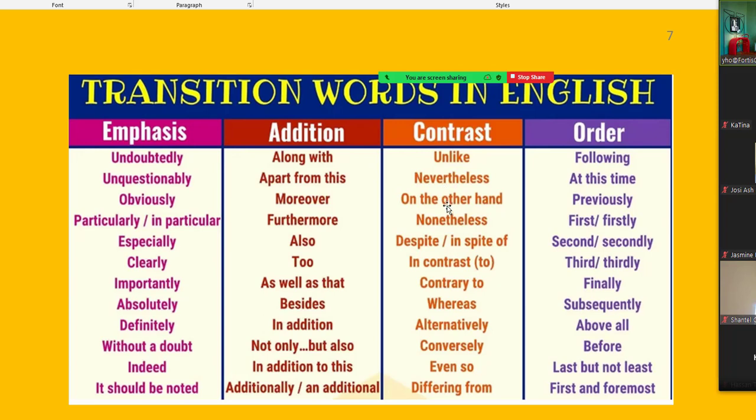Mary is thin, on the other hand, John is fat. So all of these mean "but." Others are different ways of saying "so." So instead of saying, well, I can't think of a sentence off the top of my head. So all of these are different ways of saying "so" and different ways of saying "then."